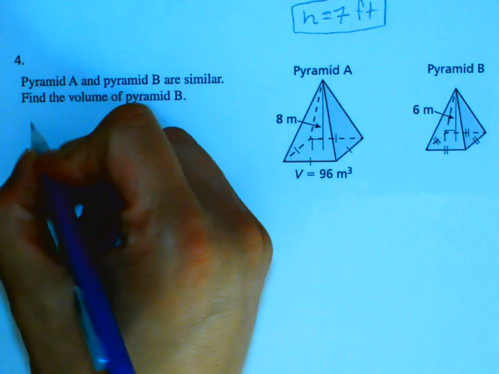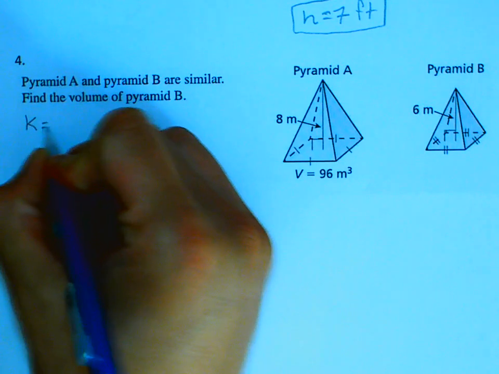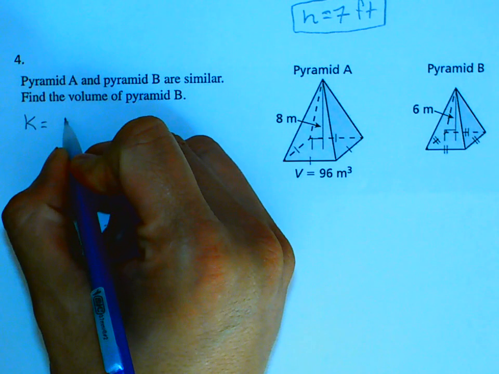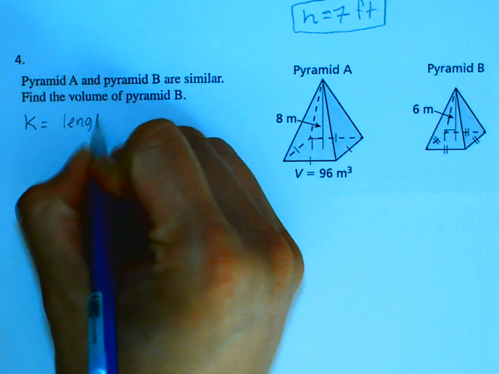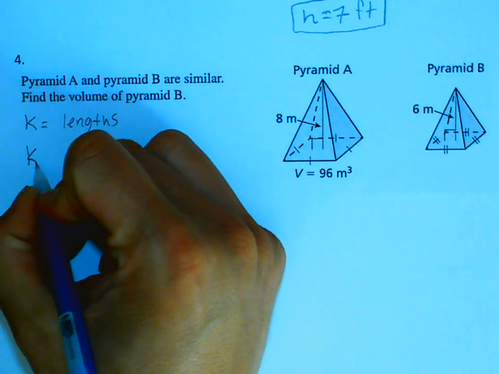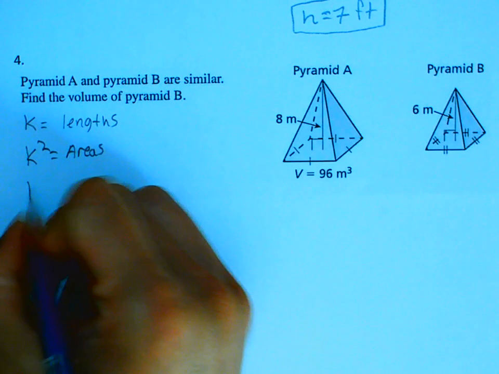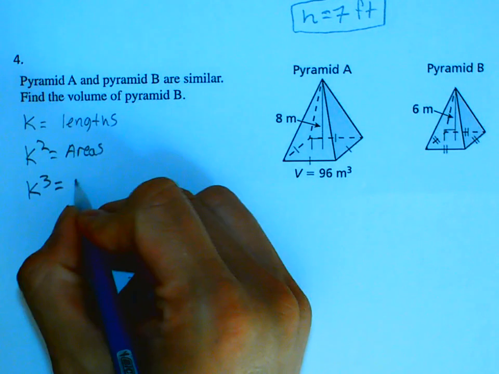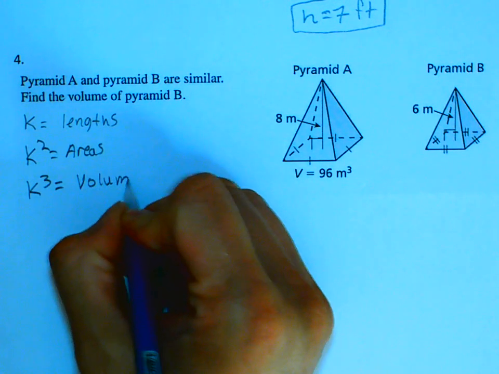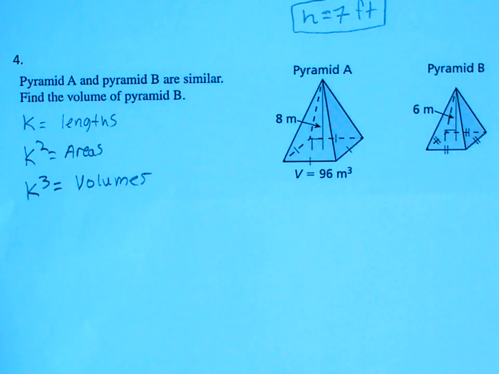Now, one of the things we need to remember is scale factors. K is the scale factor of the lengths. K squared is the scale factor of the areas. And K to the third is the scale factor of the volumes. So that's what we're going to need. We need to find K first.